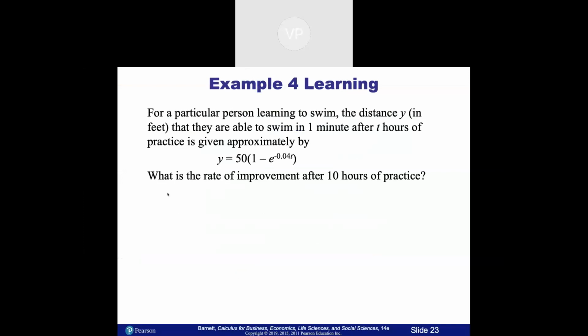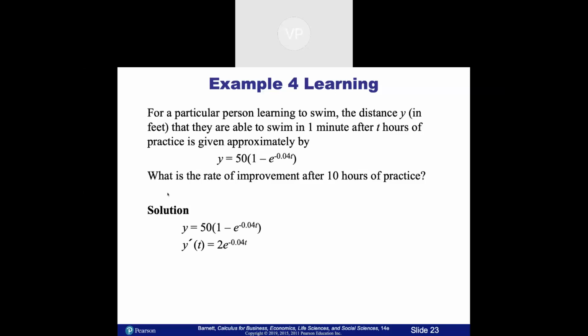Okay, so our last couple here, a particular person learning how to swim, distance y in feet, they're able to swim in 1 minute after t hours of practice, approximately by this. Basically, the more they practice, they're able to get a little more distance is what's going on. So y is a distance, and this is a different formula, as you can tell, but it's going to work the same kind of way. 10 hours of practice, so we put in that and try to figure out what we get.